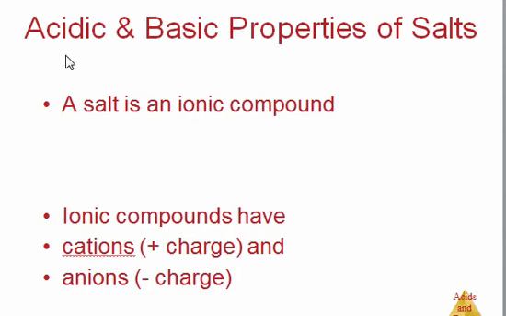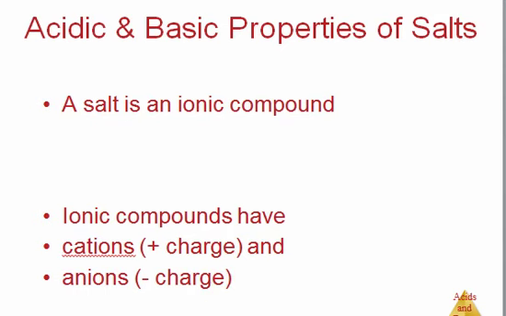What we're looking at now are the acidic and basic properties of salts. And a salt is an ionic compound. And if we remember, ionic compounds are made up of cations, which have a positive charge, usually a metal, and anions, which are ions that have a negative charge.